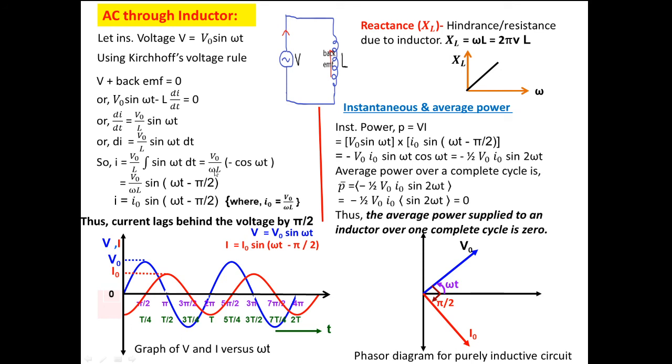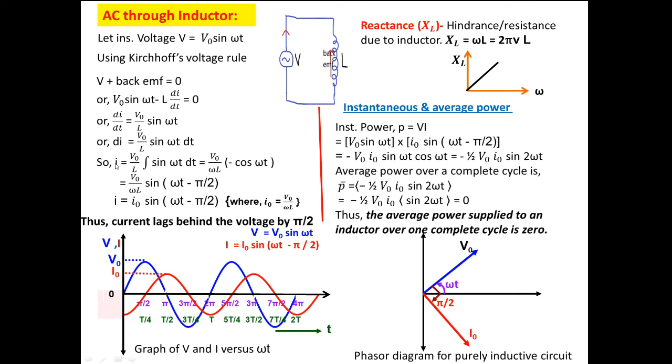So hindrance or resistance offered by inductor is called reactance, denoted by X. There are two reactances. One is reactance due to inductor, called inductive reactance, and the reactance due to capacitor, called capacitive reactance. So I equal to I naught sin omega t minus pi by 2. Here minus cos omega t we can write as sin omega t minus pi by 2.